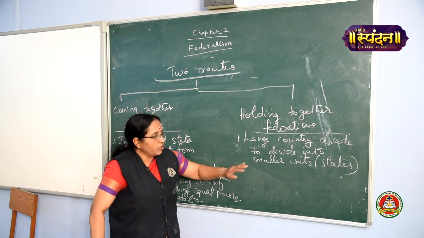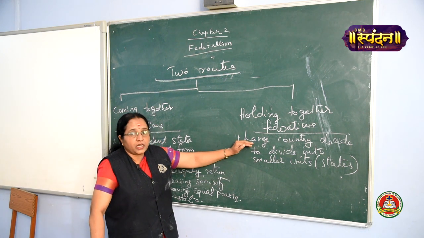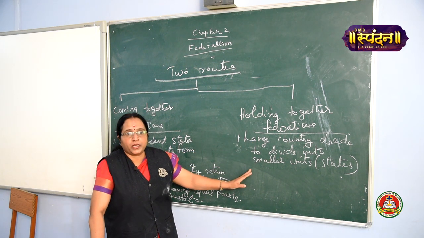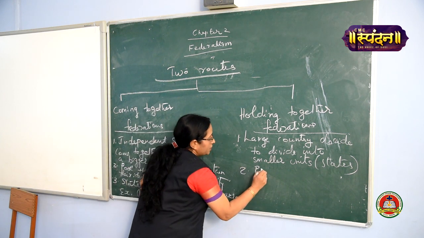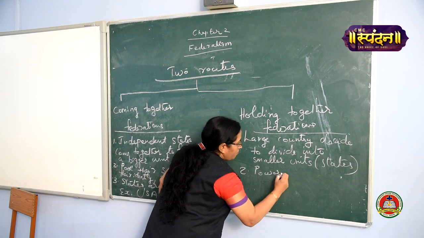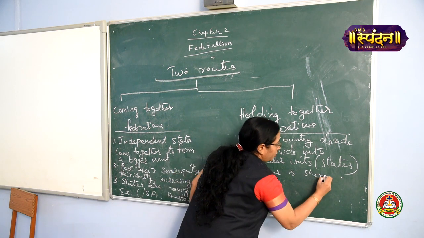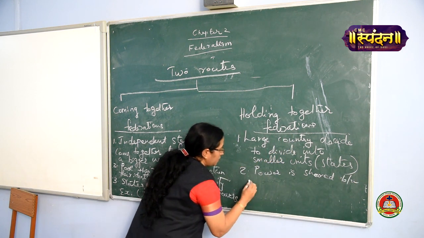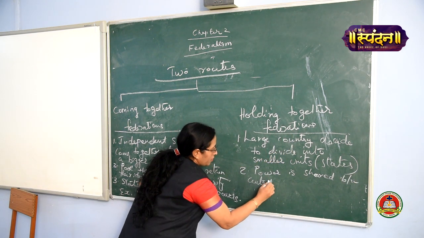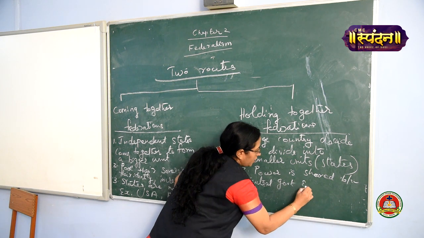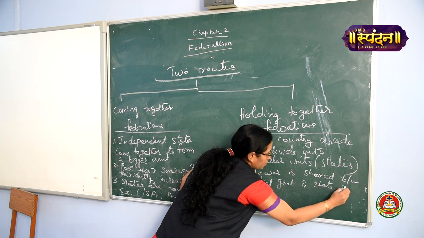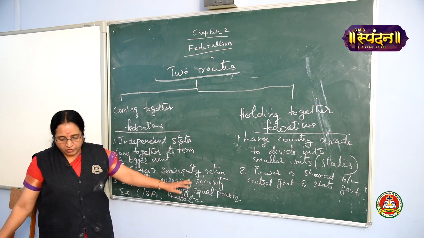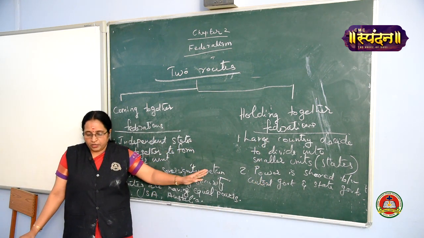state governments. That means the powers of the central government are shared between the central authority, between the central government and state governments, even the local governments. Okay, power is shared between the central government and state governments.